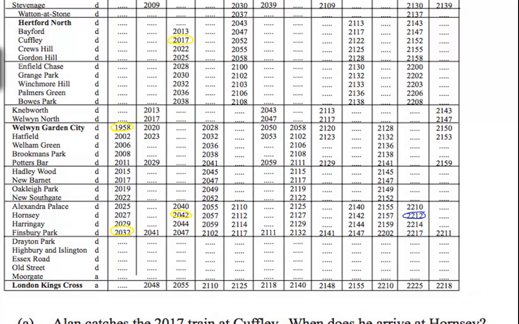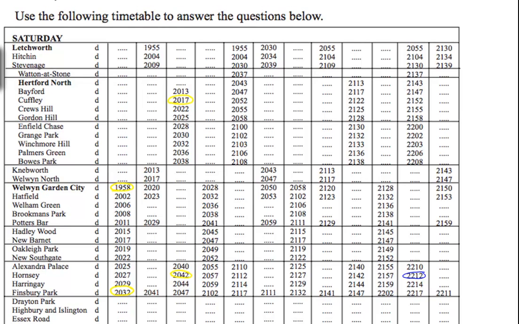Okay, where is Palmer's Green? We have to find it on this list. Aha, it's right there. So we have to find in the same row the train that she left at. So Palmer's Green, okay, in the same, sorry, column, not row, in the same column.